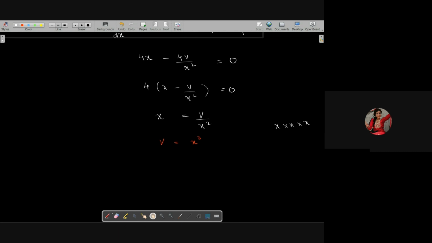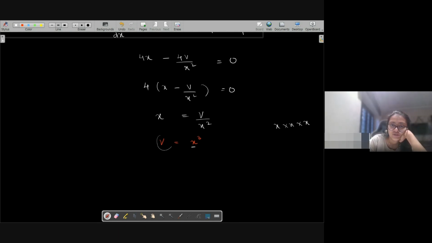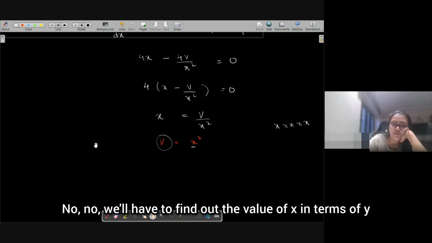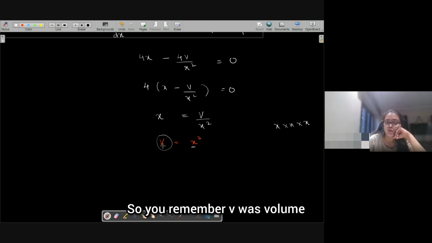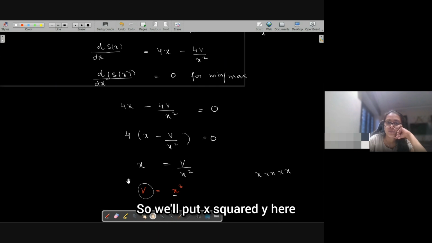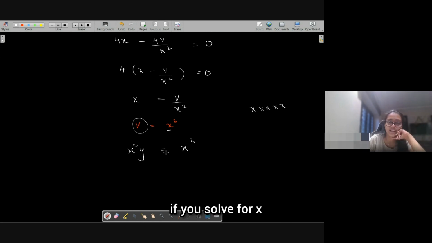Okay, so we need to find out the value of x. So volume of x is cube root of v? No, we'll have to find out the value of x in terms of y. Oh, okay. So you remember volume v was x square y. So we'll put x square y here. From here, if you solve for x, this will get cancelled, and here you'll have only one x. So x is equal to y.